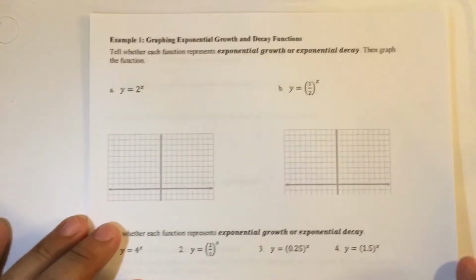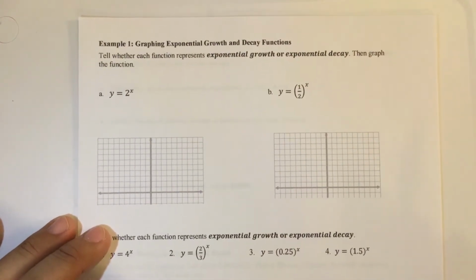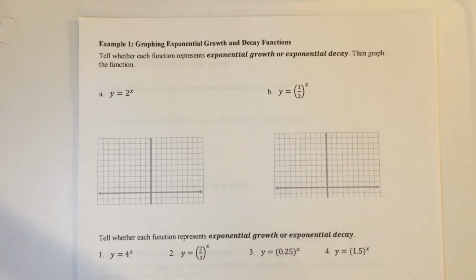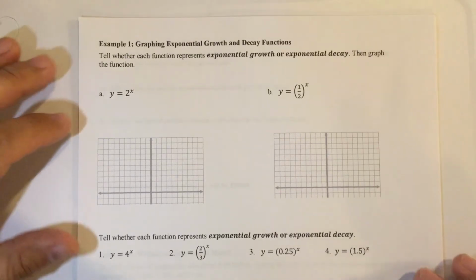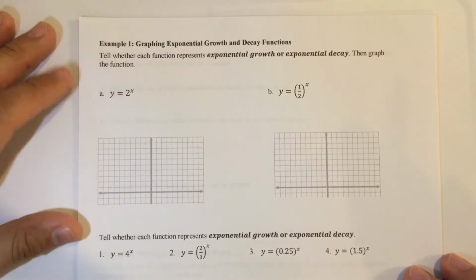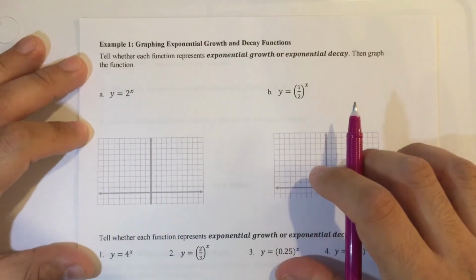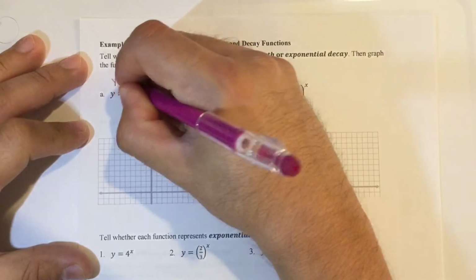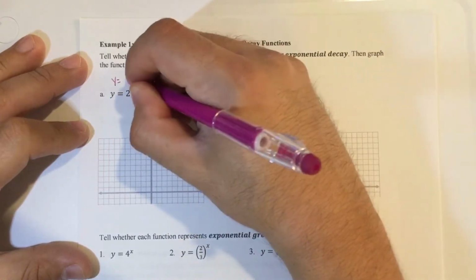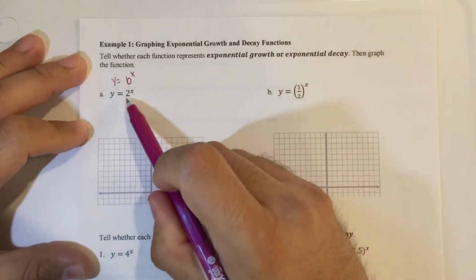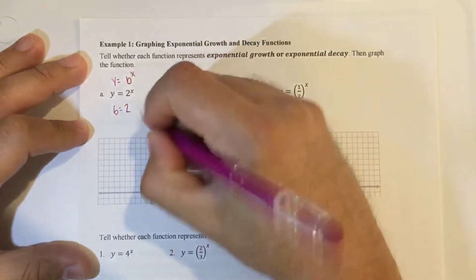All right, from here, I'm going to take a look at these two graphs really quickly. It says graphing growth and decay functions. Tell whether each function represents exponential growth or exponential decay, and then graph the function. Right here, y equals 2 to the x power. If I wrote the form y equals a times b to the x, I don't see an a, so I'm just doing b to the x. The b value is 2, which means it is growth.